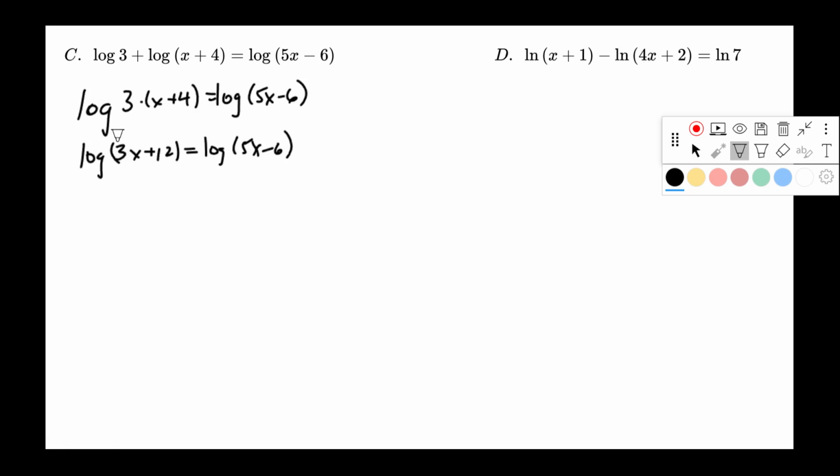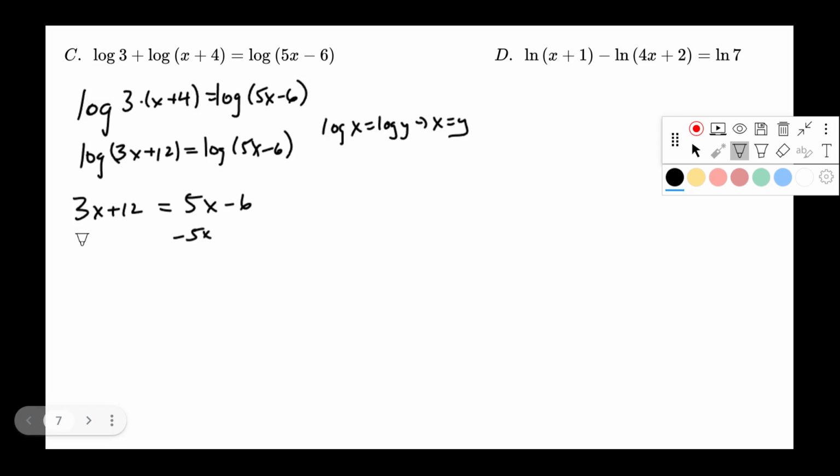There's 1 log on the left, 1 log on the right. Then the only way these two things will be equal, if you have log of x equals log of y, then x has to equal y. So the 2 arguments have to be equal to each other. So 3x plus 12 has to equal 5x minus 6. And now I'm going to solve this for x. I'm going to move the 5x to the left. I'll move the 12 to the right.